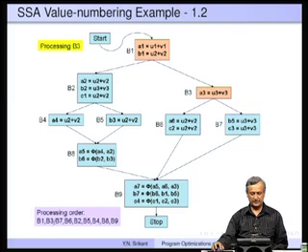Then the next node to be visited is B3. So, A3 is defined here, the same treatment: U3 plus V3 is entered into the hash table and A3 into the Val-num table.